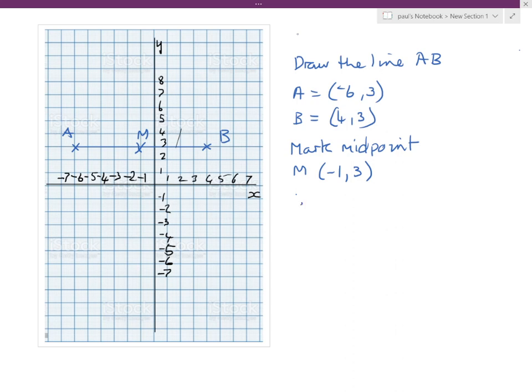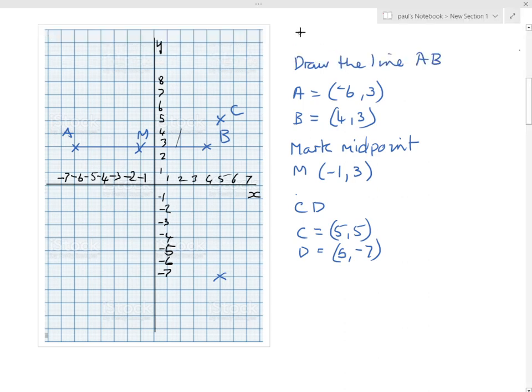Okay, let's do another one. C and D. Draw the line CD, where C is equal to 5, 5, and D is equal to 5, minus 7. Okay, so C is 5, 5. So there's 5, and go up to 5, which is there. So that one's C, and D is also 5, and go down to minus 7, which is down there. Let's join these 2 points up together.